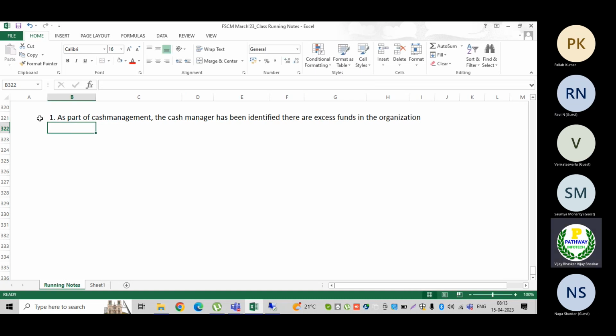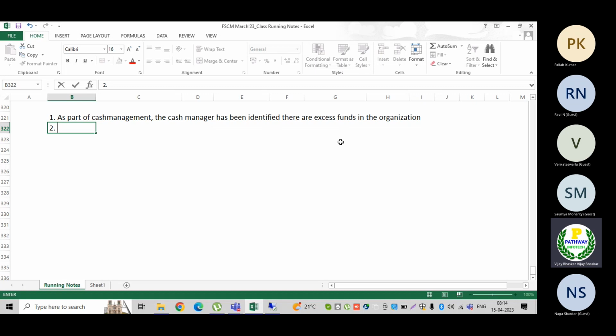When I say excess funds, don't treat those excess funds as part of the reserves and surplus. You can call them idle funds, which do not have any operational activities and should not impact any business operations. Now we have excess funds. Once the cash manager identifies them, he is not the right person to take the decision to immediately go and do some investments.